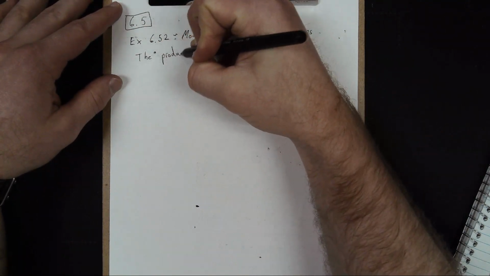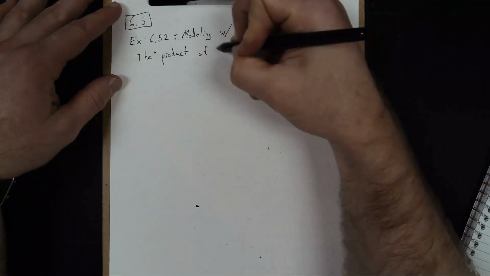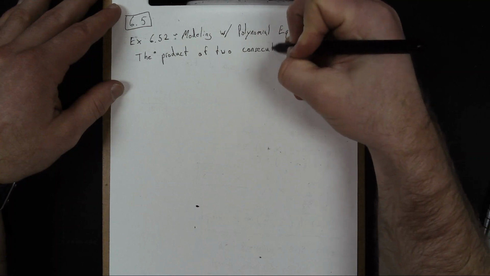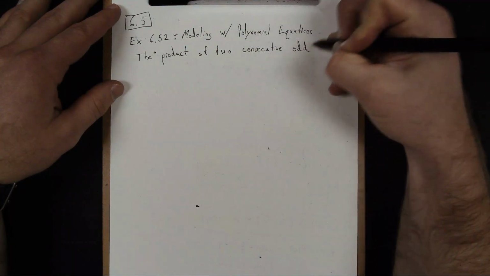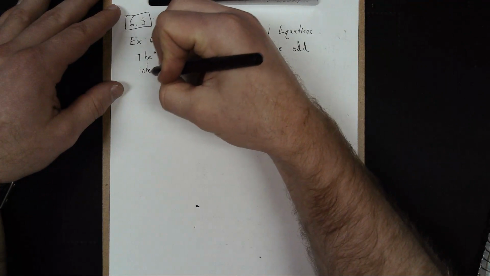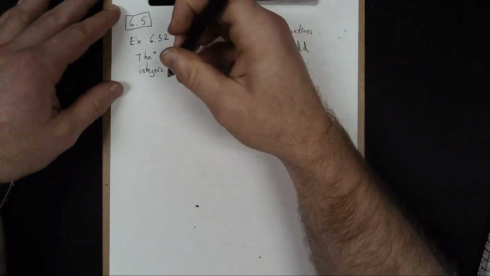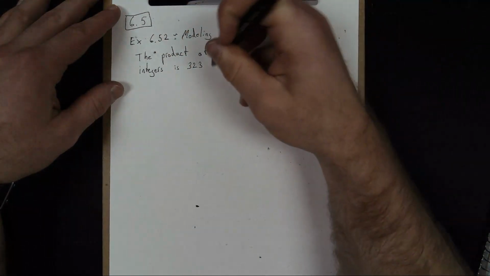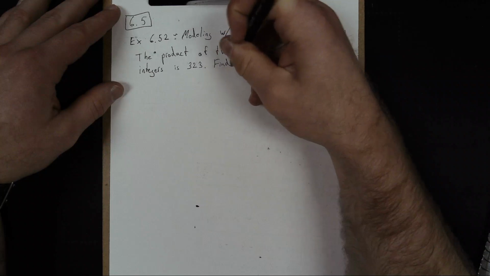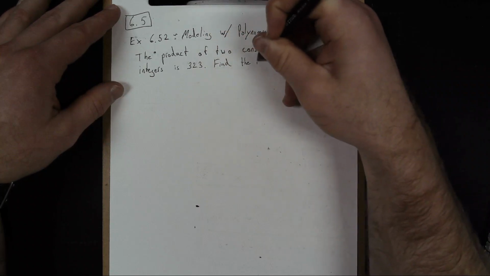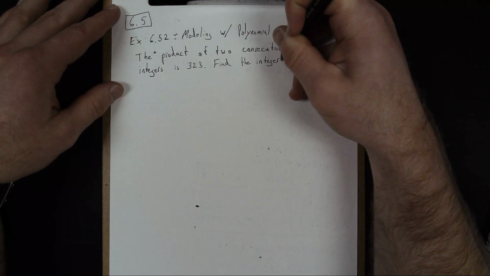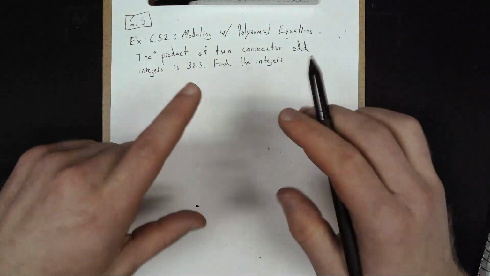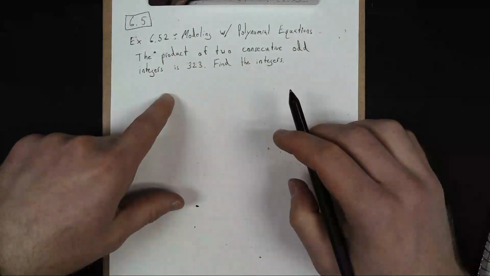the product of two consecutive odd integers is 323. Find the integers. Okay. So I'm going to start by pausing my video and making a number line for you. I'm going to make a number line.